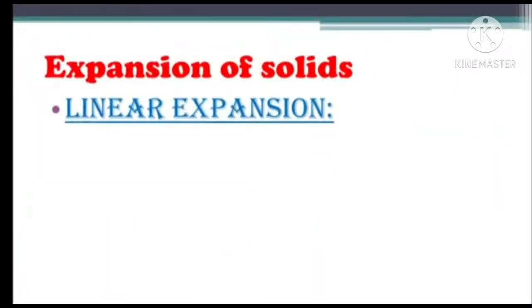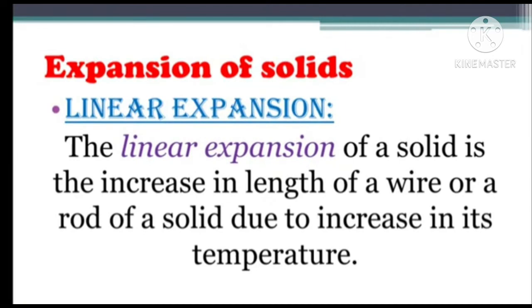So in expansion of solid, first is linear expansion. The linear expansion of a solid is the increase in length of a wire or a rod of a solid due to increase in its temperature. That means when we heat the rod of a solid material, its length increases on heating, and this is linear expansion of solid.